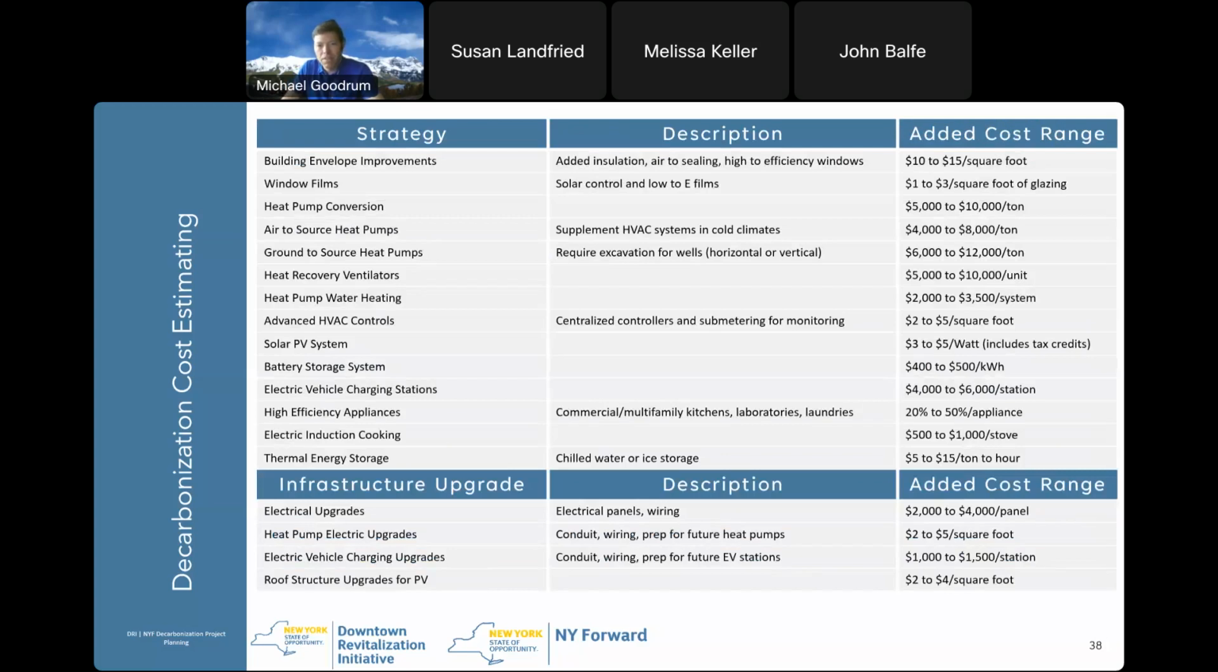We also have some basic cost information here for some of these systems, just to, again, help with estimating. Obviously, for costs, you'd want to get quotes from contractors in your area to get real pricing, but this just helps give you a ballpark idea for some of these different strategies we've talked about. And these are added costs, right? So it's above and beyond what you would have been doing anyway.